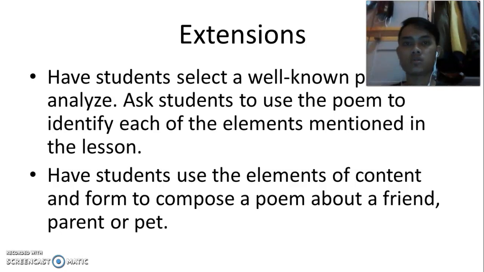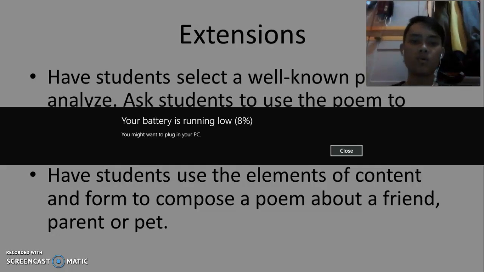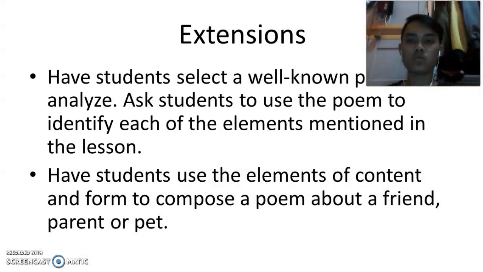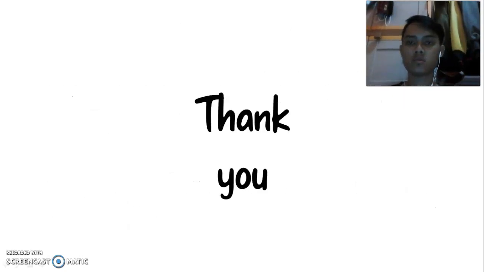And then the extension reading here: have students select a well-known poem to analyze and ask students to use the poem to identify each of the elements mentioned in the lessons. And then have students use the elements of content and form to compose a poem about a friend, parent, or pet. So I think that's all.